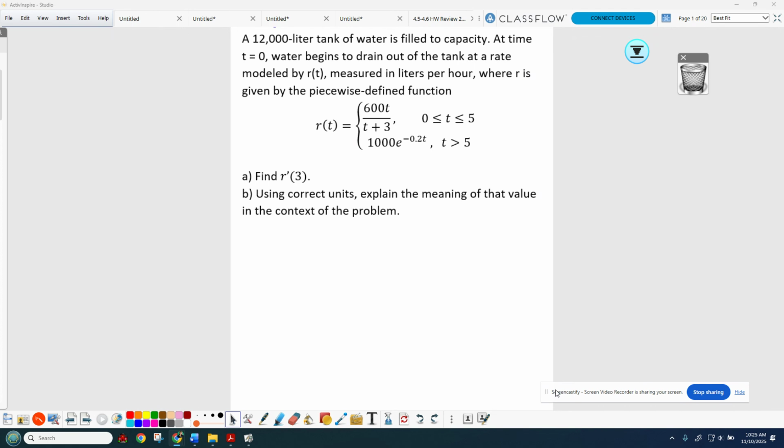So why is he doing the derivative of the top piece? Because that's where the 3 is. So he's applying the quotient rule: bottom times the derivative of the top minus the top times the derivative of the bottom, over the bottom squared. And now the derivative at 3 itself.